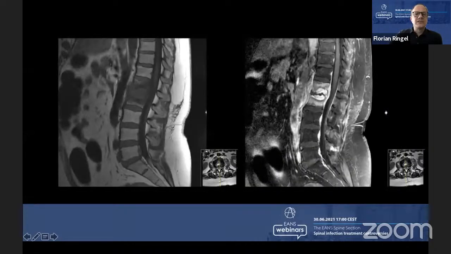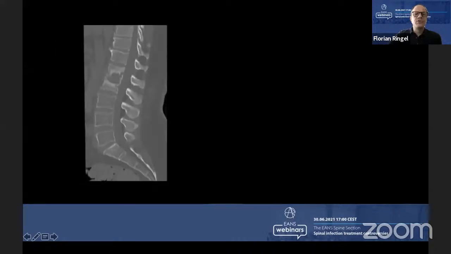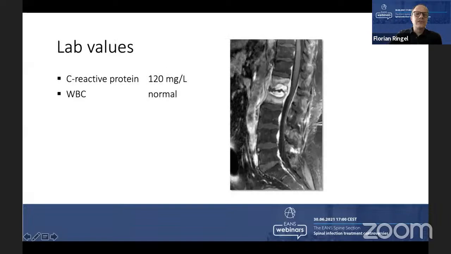And these are her images. This is a T1 non-contrast on the left side, T1 contrast on the right side, sagittal MRI. An axial MRI, T1 contrast, and a T2 sagittal on the right side. And we got a bone CT. This is her bone CT of the thoracolumbar junction, the lower thoracic spine, showing the defect in L1 and L2. And her lab values: a C-reactive protein of 120 milligrams per liter and a normal white blood cell count. So this is the patient, this is the case.